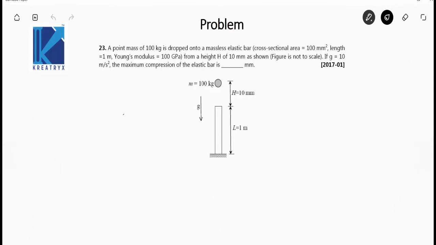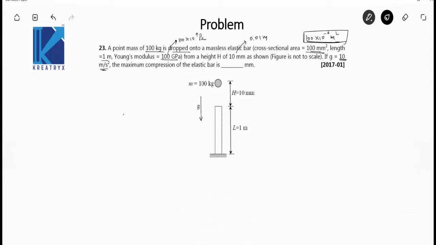A point mass of 100 kilogram is dropped onto a massless elastic bar. Cross-sectional area is 100 mm square, that is 100 into 10 to the power minus 6 meter square. I like to work in SI units so that there is less chance of making silly mistakes. Length is 1 meter, Young's modulus is 100 GPa, that implies 100 into 10 to the power 9 Pascal, from a height h of 10 mm, that is 0.01 meters. If g is 10 meter per second square, the maximum compression of the elastic bar is.